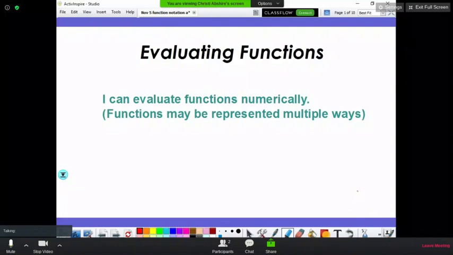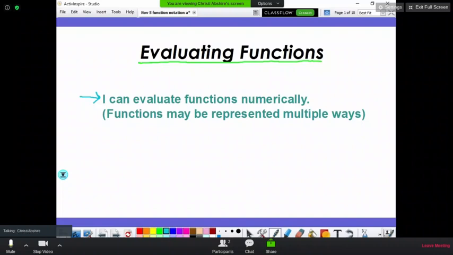The topic of evaluating functions. So make sure you have this title, Evaluating Functions, in your notes, along with today's date. And our target today is I can evaluate functions numerically.